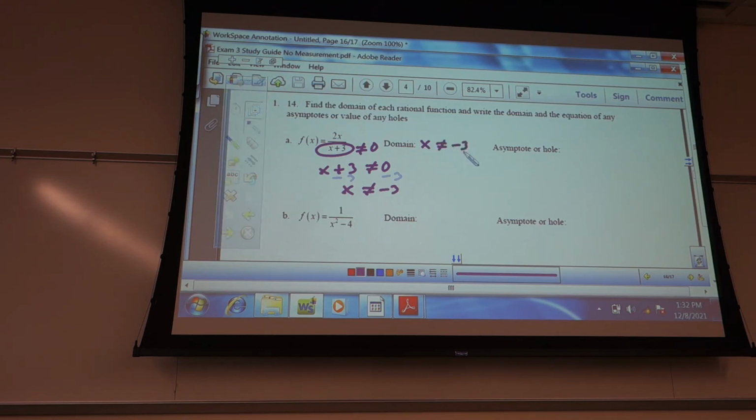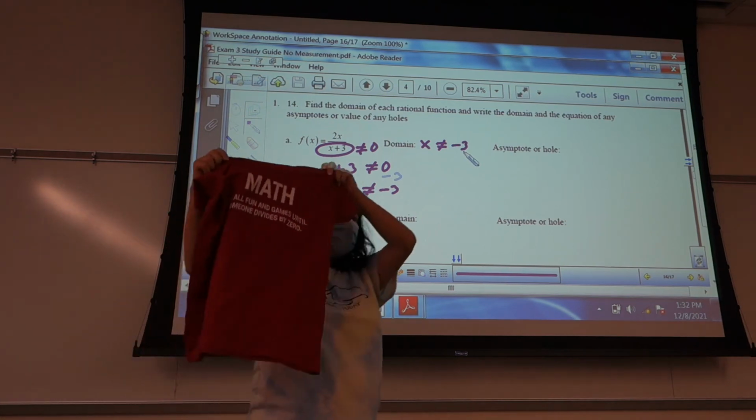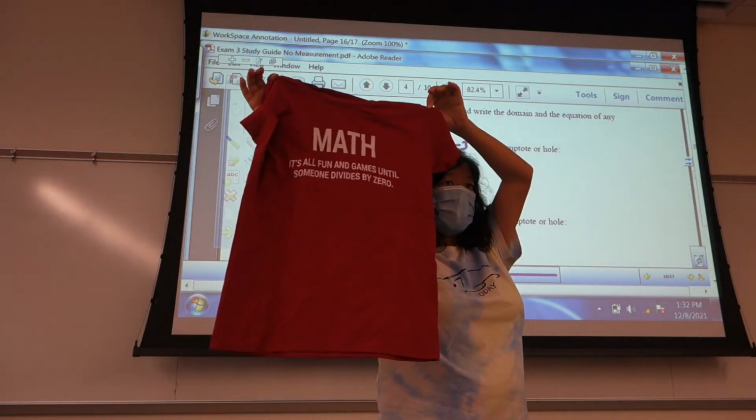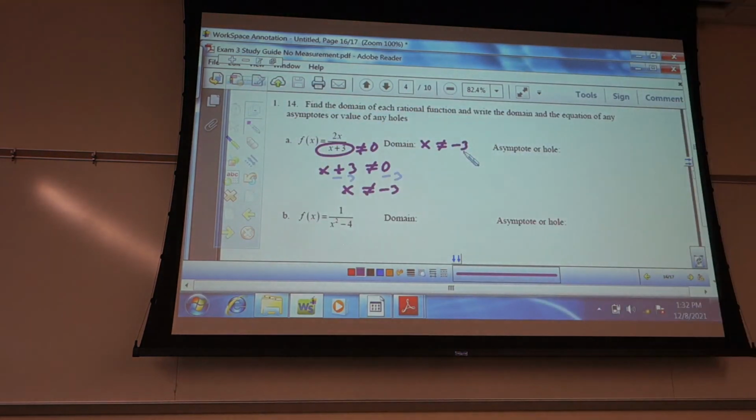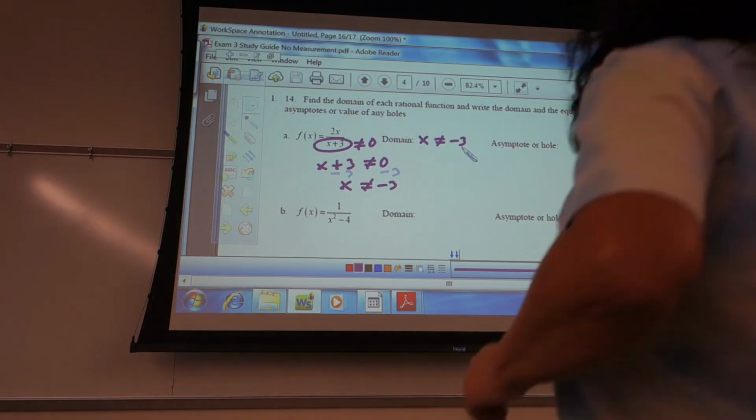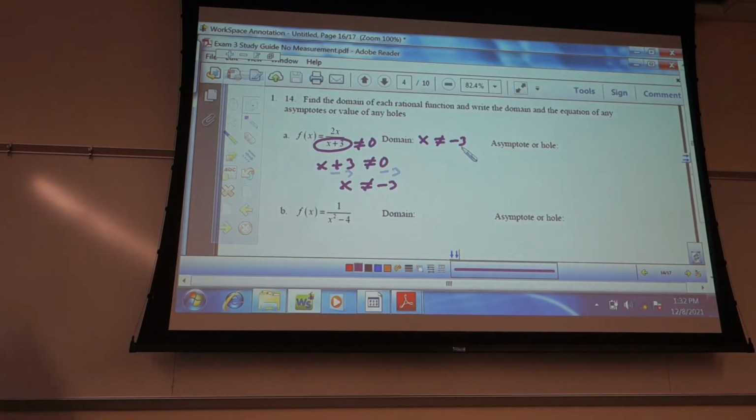If x is negative 3, all of a sudden, the world blows up, right? And remember my shirt? Cannot divide by 0. So that's part for that. And then my asymptote, or my hole, would be at x equals negative 3, because those go together, right? This is what x can't be. If x can't be negative 3, then x equals negative 3 is where my asymptote or hole is.